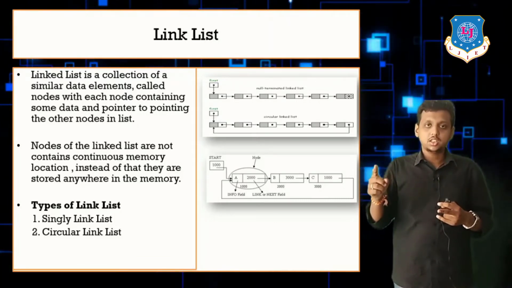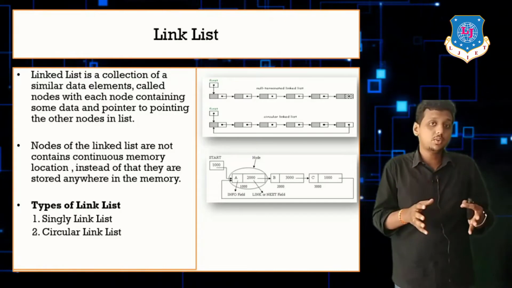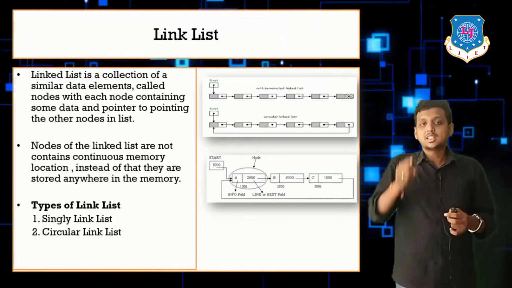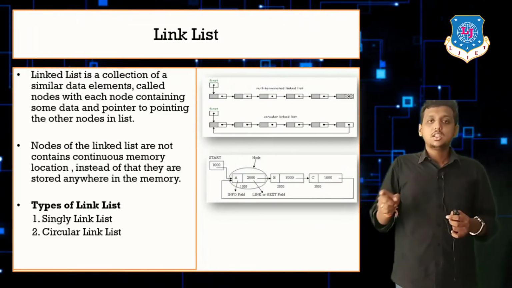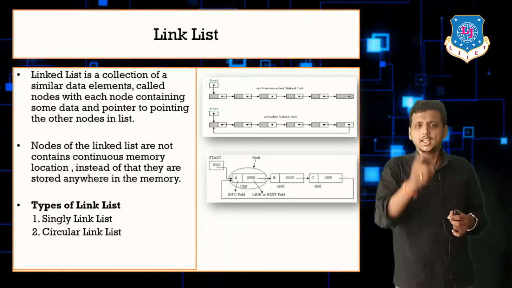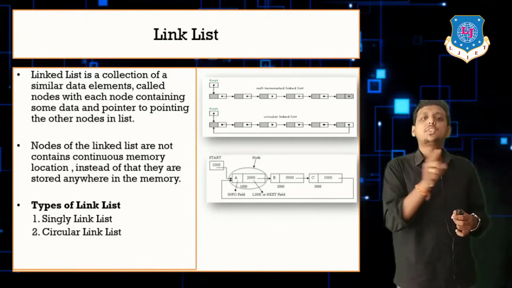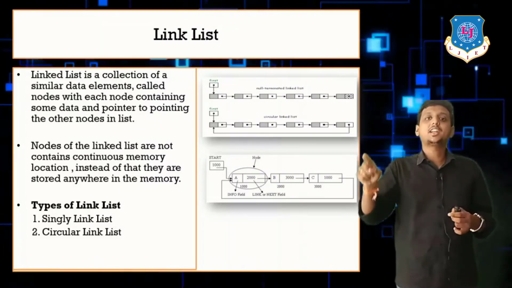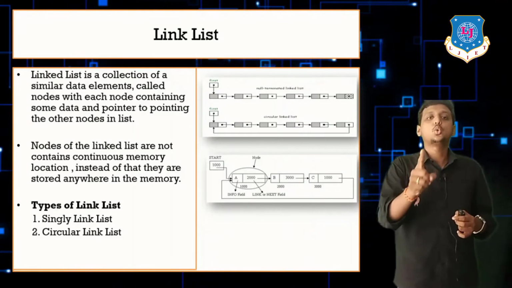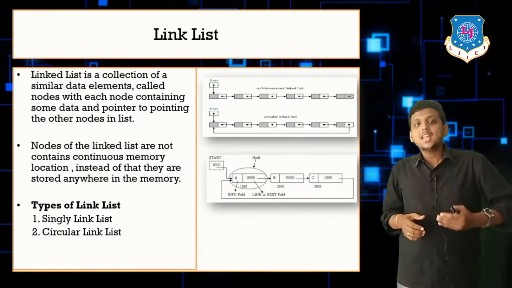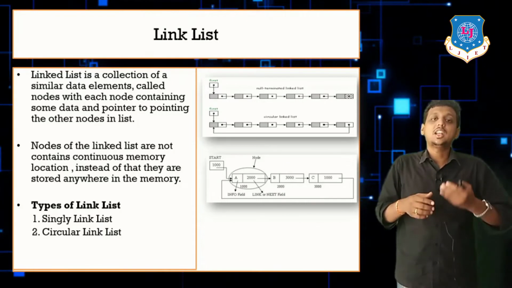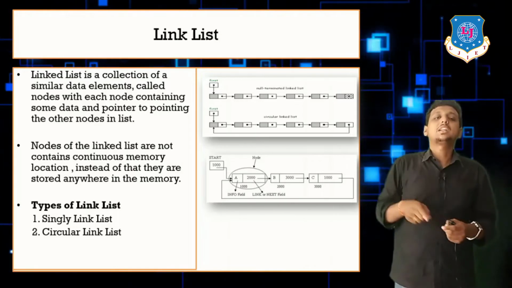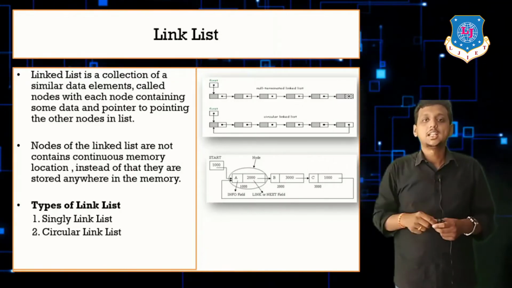The last pointer, sorry. When we talk about the circular queue, what happens over there? The last element is connected with the first one. Same like that, in the circular linked list, the link of the last node is directly connected, or pointing, to the first node of the list. When the link of the last node is connected to the first node, such a type of linked list is known as a circular linked list.